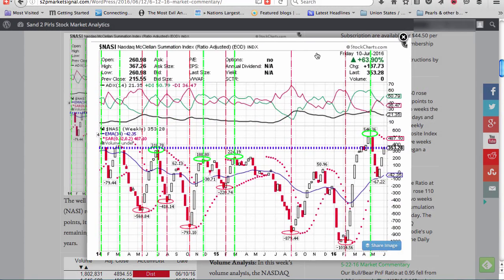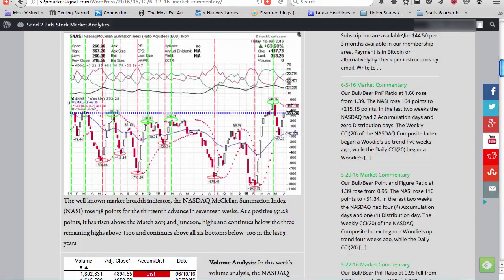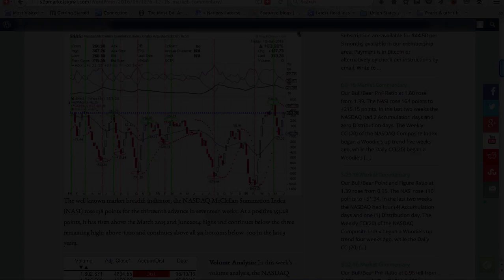The well-known market breadth indicator, the Nasdaq McClellan Summation Index, rose 138 points for the 13th advance in 17 weeks. At a positive 353.28 points, it has risen above the March 2015 and June 2014 highs, and continues below the 3 remaining highs above plus 100, and continues above all 6 bottoms below minus 100 in the last 3 years.